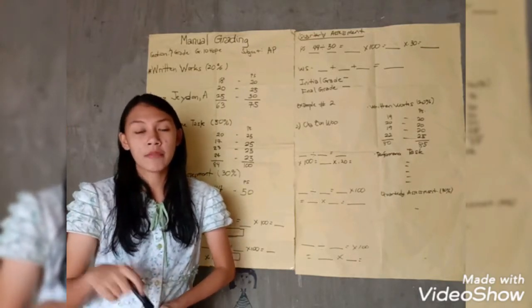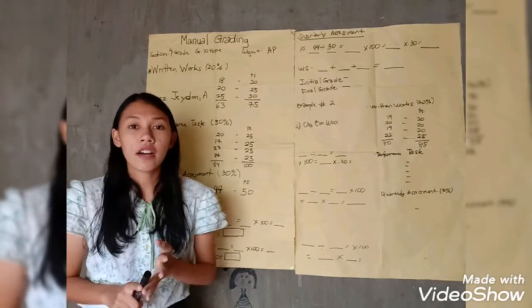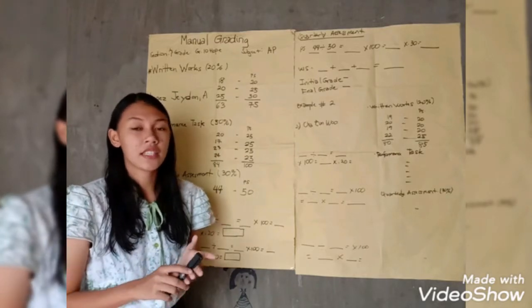So last meeting we discussed the purpose of grading systems. It is to evaluate their performance or to know if the student is progressing or not, and so on. So today we have our new topic. It's about the three types of grading system. First, the manual grading. Second, the e-class record. Third, the pandemic grading system.